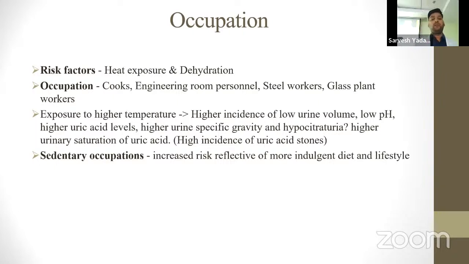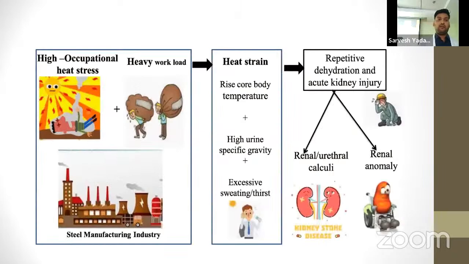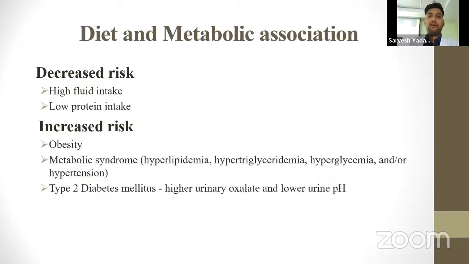Sedentary occupation also predisposes to urolithiasis, which reflects a more indolent diet and lifestyle. High occupational heat stress leads to heat strain, rise in core body temperature, high urine specific gravity, and excessive sweating and thirst. This causes repetitive dehydration and acute kidney injury and forms renal or ureteral calculi, which lead to kidney stone disease.